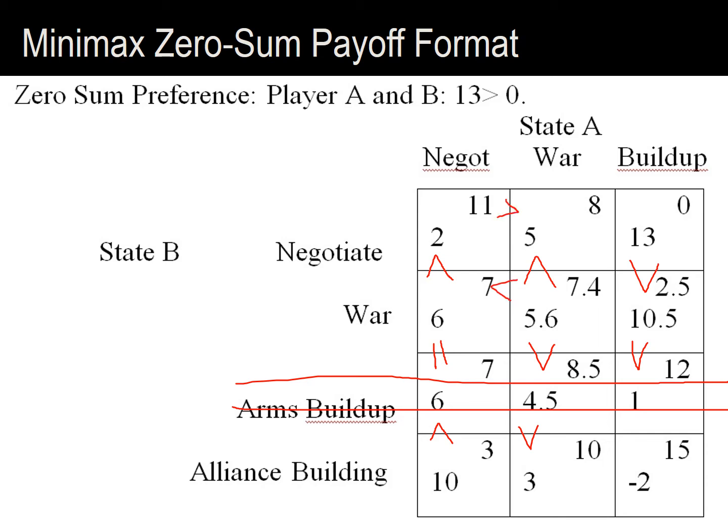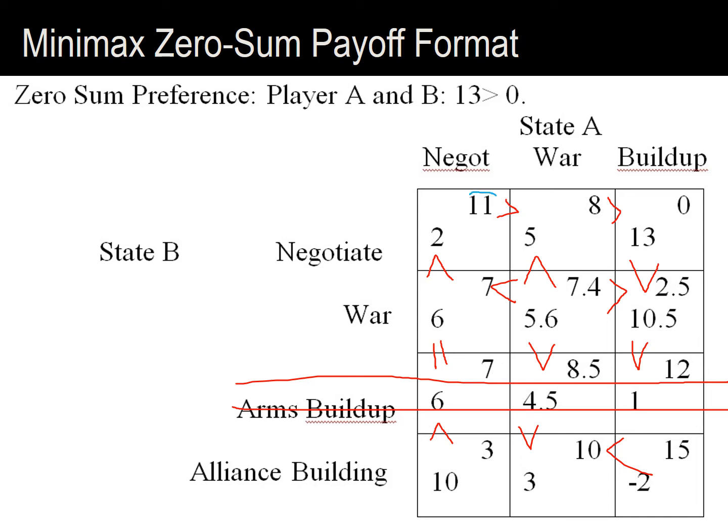If we look at state A, we could compare 11 and 8, so 11 is better than 8, but 7.4 is better than 7, so negotiate and war for state A don't dominate each other. And between war and build-up, we can compare 8 is better than 0, 7.4 is better than 2.5, but 15 is better than 10. So we're basically stuck. We're not going to be able to solve this using dominated strategy. So what we're going to do now is apply best response analysis.